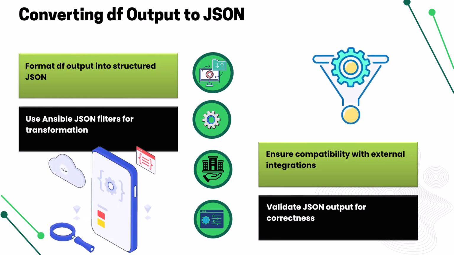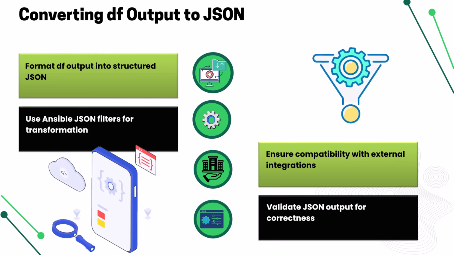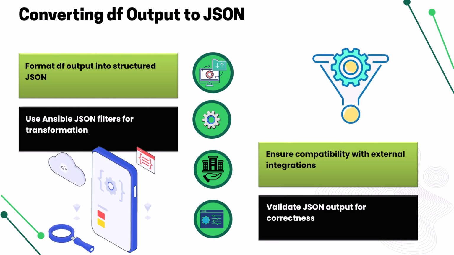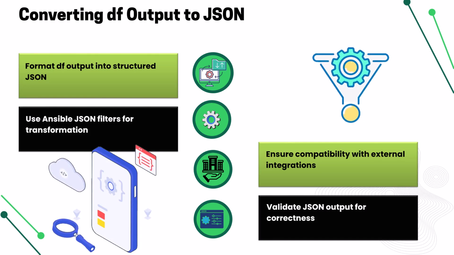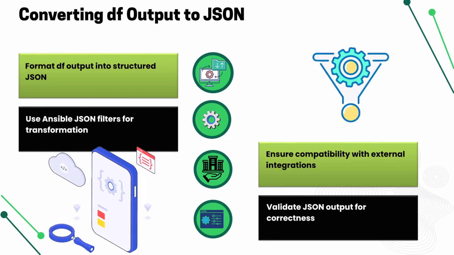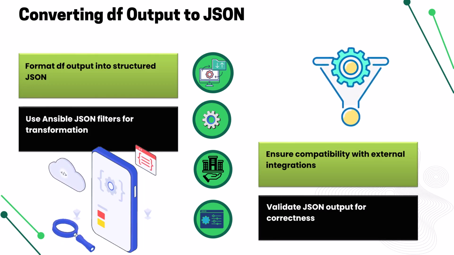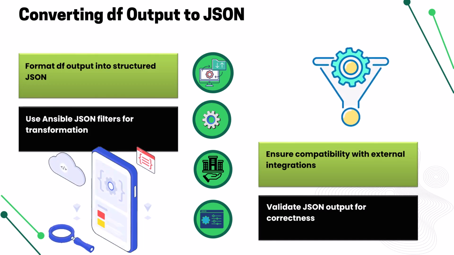JSON is like the universal language of data. And guess what? We can transform our DF output into JSON effortlessly with Ansible. This makes it easier to use in scripts, APIs, and external tools. No more tangled text data. Just clean, structured, and readable information. So let's give our data a makeover and make it speak JSON fluently.